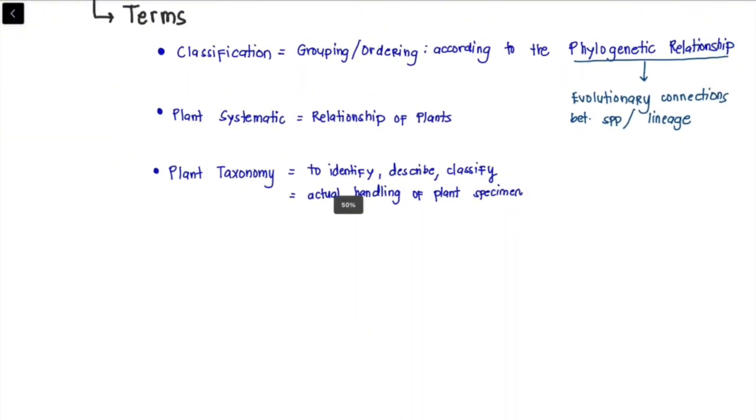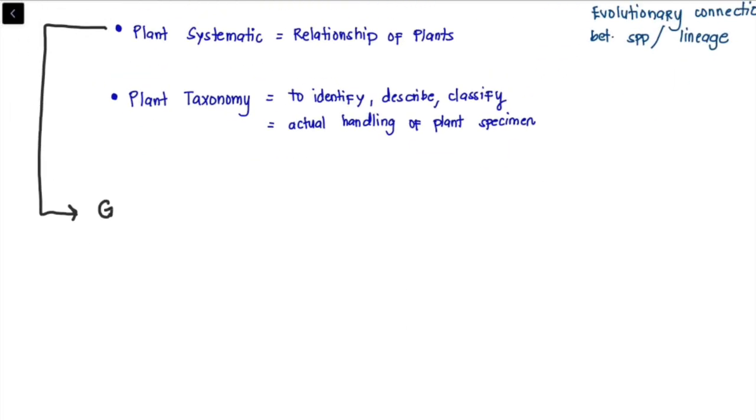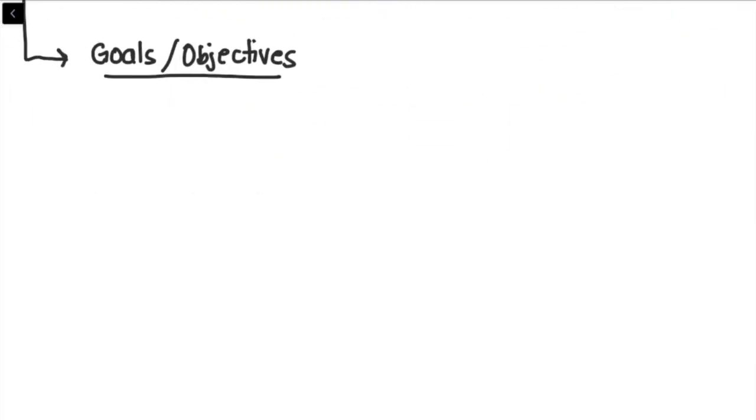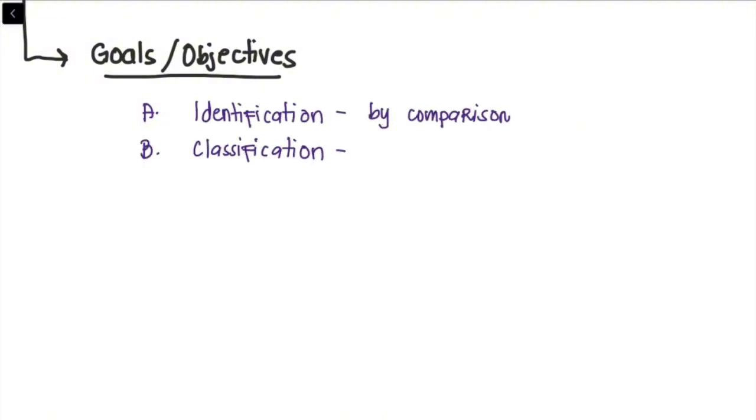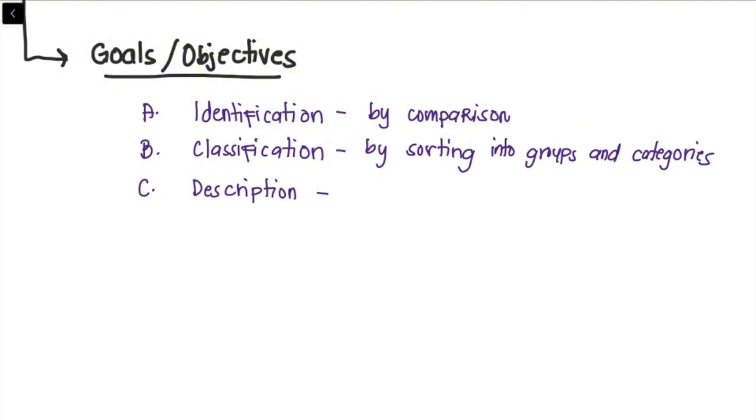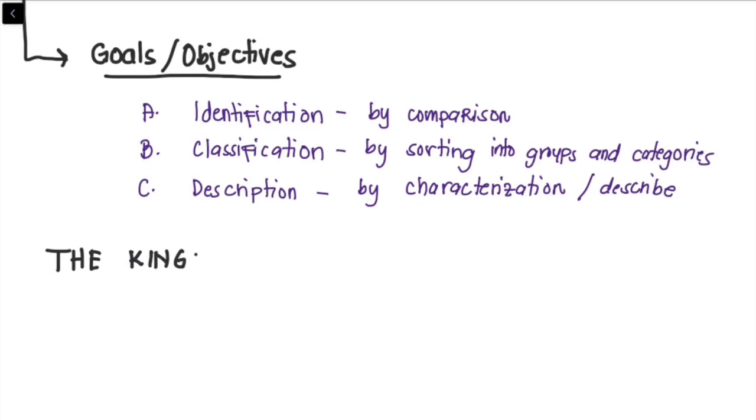So ano po ba yung goal or objectives ng plant systematic? What are the objectives? So una, of course, to identify. So we have identification. So paano? By comparison. So we can identify plants by comparing it with other standards. For classification, we classify them by sorting into groups and categories. Sa description naman po, we describe them, we characterize them, and then later on, we write them in a manual as a reference.